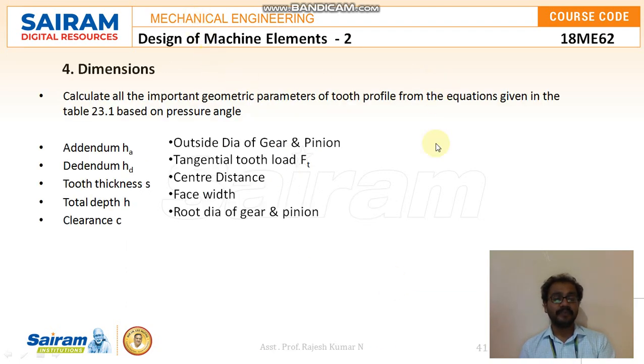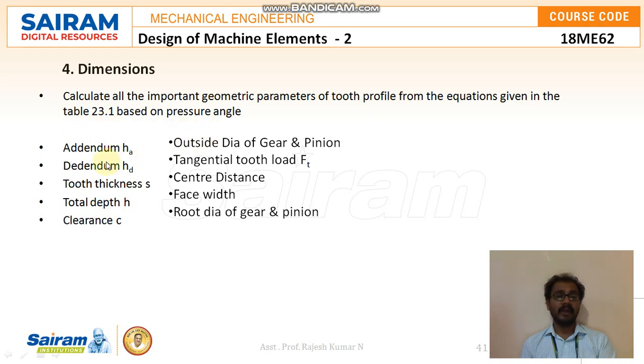Then step 4, which is nothing but calculating the dimensions, because in the previous steps we would have found out the tangential load, the stresses, and the velocity. So there is now no scope for making errors in the design, and we can directly suggest the dimensions of the gears. We will calculate all the important geometric parameters of the tooth profile from the equations given in table 23.1, based on the pressure angle.